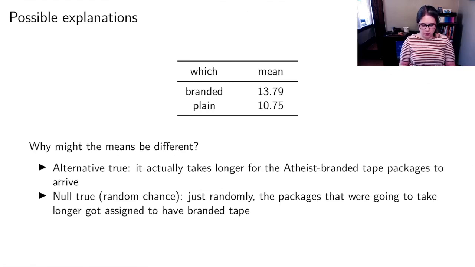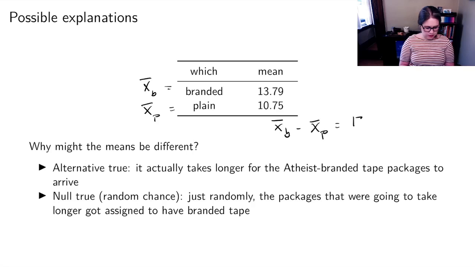And I could look at it another way. I could say, okay, my X bar for the branded and my X bar for the plain, and the mean is 13.79 days versus 10.75. I could do this X bar B minus X bar P, the 13.79 minus 10.75, which is 3.04 days. So the average was 3.04 days more for the branded tape than the plain tape. That's what we observed in the real data.